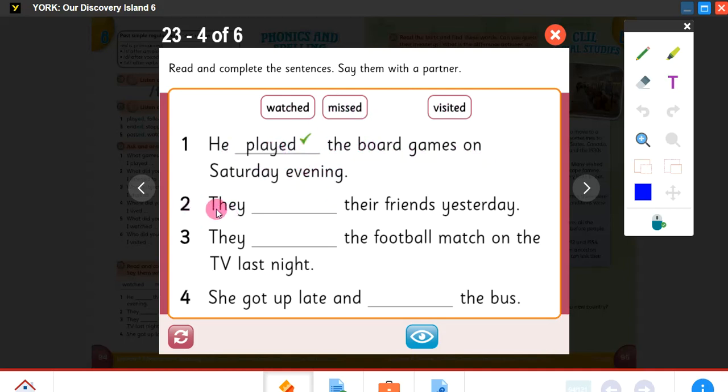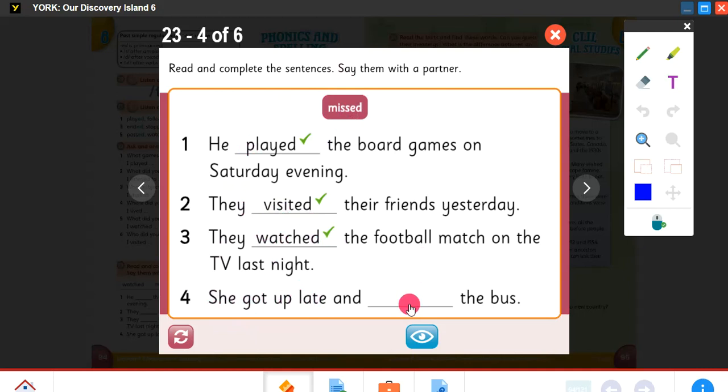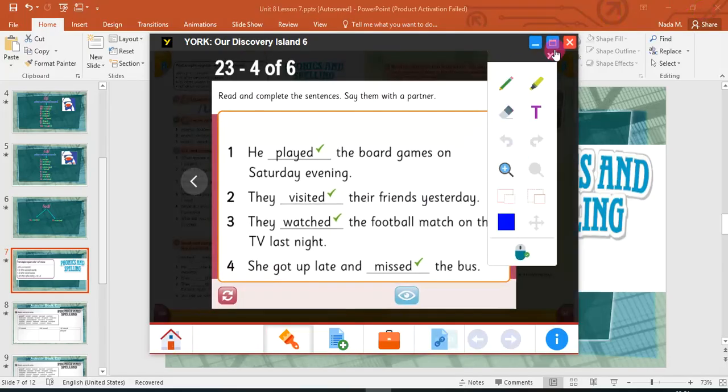That is number 1. Number 2: their friends blank yesterday. What did they do to their friends? They visited. Number 3: the football match on the TV last night, watched. And 4: she got up late and missed the bus. That was the Pupils Book.